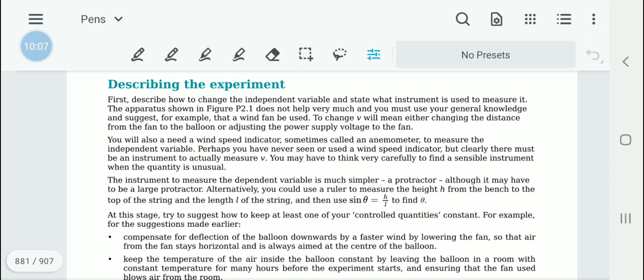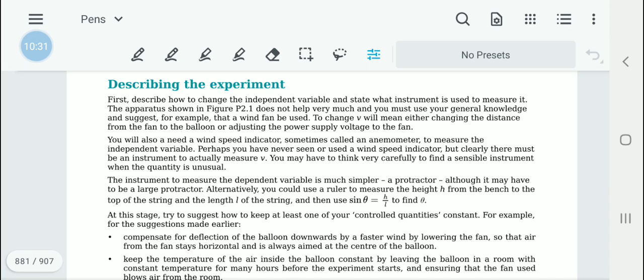Then the independent variable is fine now. So we have the independent variable and we know how to measure that. The independent variable is the speed of the airflow, and the instrument is the anemometer. So we have explained that. Then we come to the dependent variable. The dependent variable is an angle. How do we measure the angle?